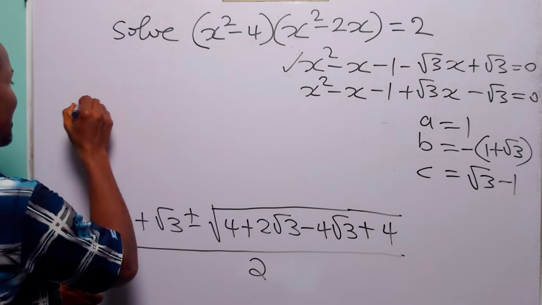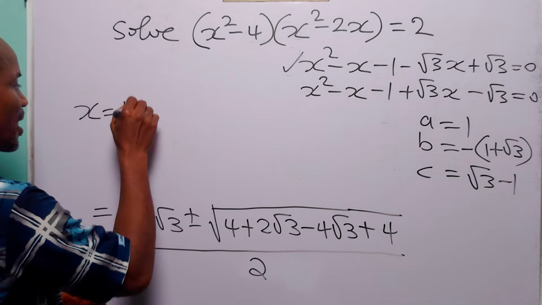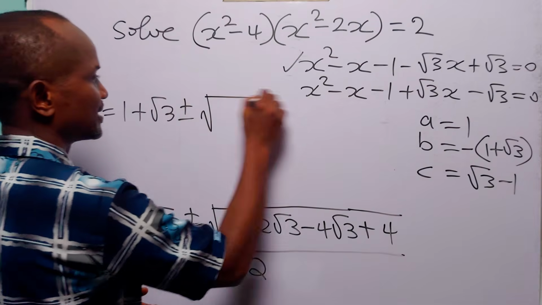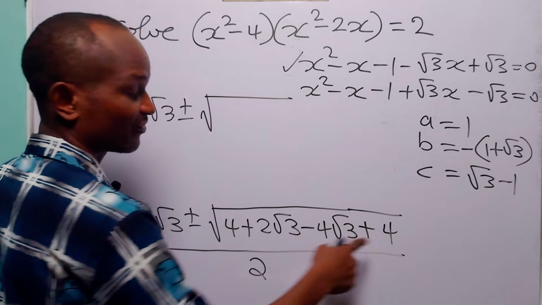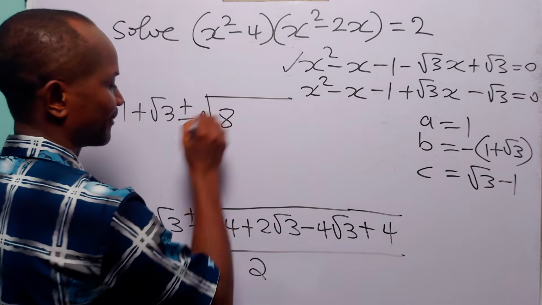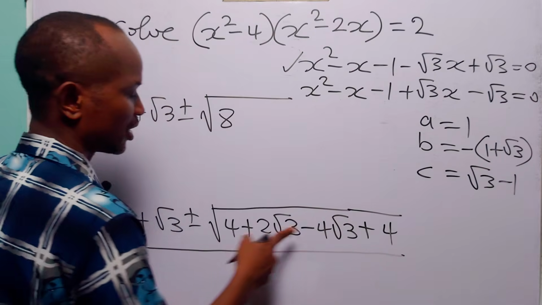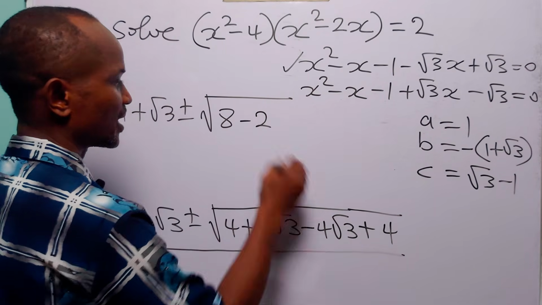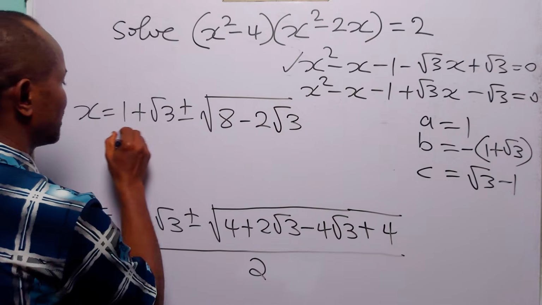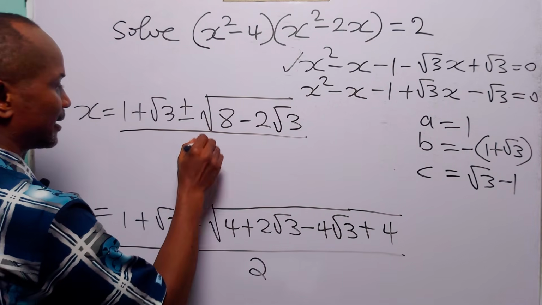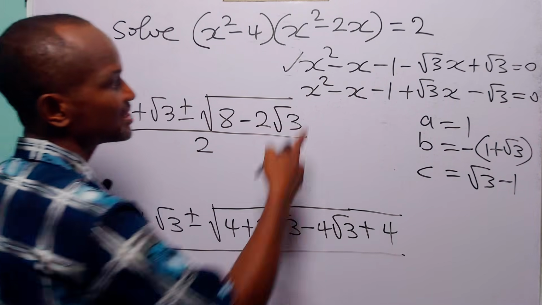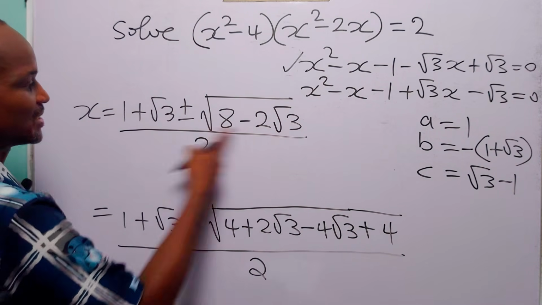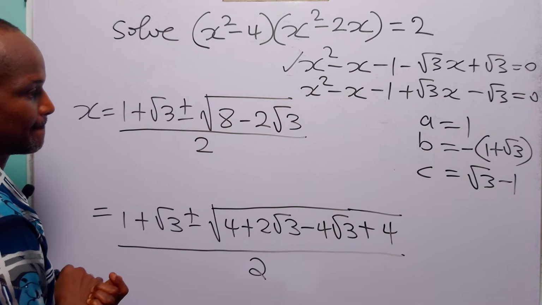And of course, from here we have that x is equal to 1 plus root 3 plus or minus the square root of 4 plus 4 is 8, minus 4 plus 2 is minus 2, and of course, we have root 3, divided by 2. So from this first quadratic equation, we have two values of x, which are these.